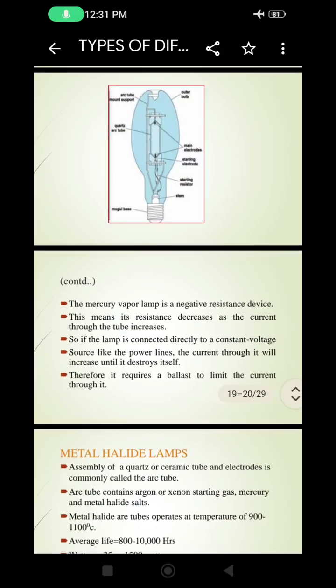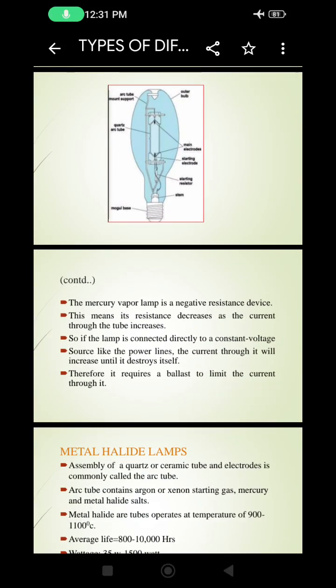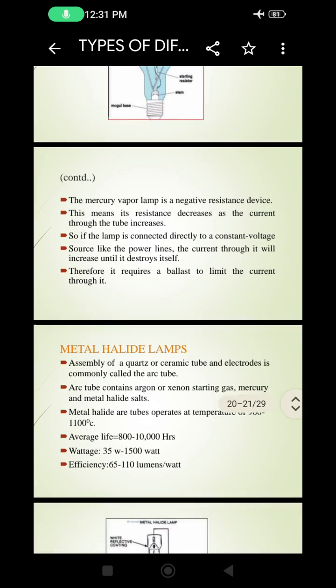The mercury vapor lamp is a negative resistance device, which means that its resistance decreases as the current through the tube increases. So if the lamp is connected directly to a constant voltage source like the power lines, the current through it will increase until it destroys itself. Therefore, it requires a ballast to limit the current through it.